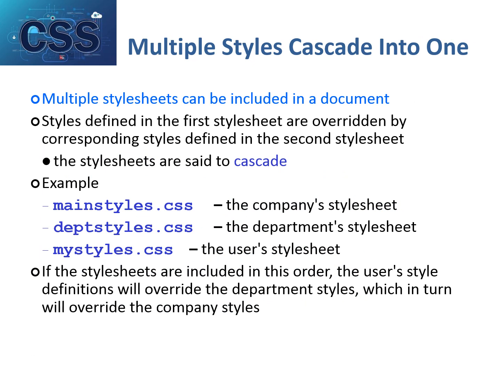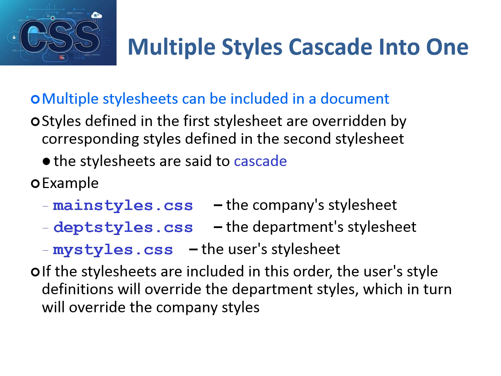Multiple style sheets can be included in a document. Styles defined in the first style sheet are overridden by corresponding styles defined in the second style sheet. That is, the style sheets are set to cascade. So we can include any number of style sheets in our HTML document. Styles defined by the first style sheet are overridden by the corresponding styles in the second, and again overridden by the third style sheet if that is available.